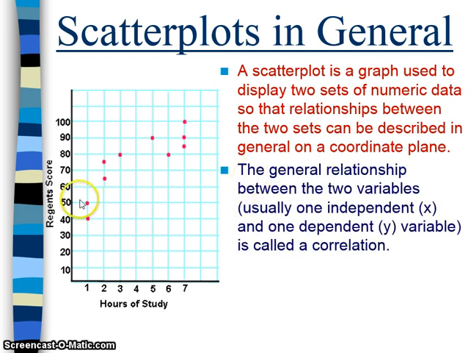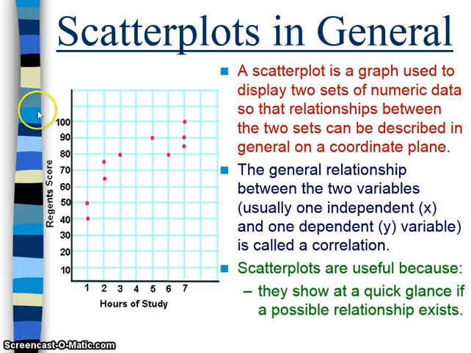The relationship that you can see on a coordinate plane between the two variables, which are usually one independent, which you'll find on the x-axis, and one dependent, which we'll find on the y-axis, is called a correlation. And we'll talk more about what a correlation is. But for now, just know that the relationship is going to be some type of correlation. These scatter plots are useful because they can show at a quick glance if a relationship exists. In other words, you can quickly look at it and see what type of correlation there is between the two variables.